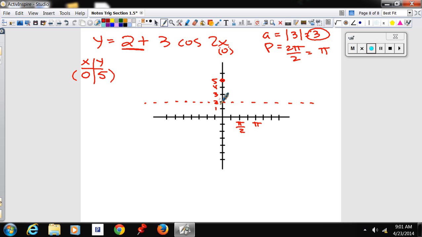I shifted it up 2 because this right here is a vertical shift. That's telling me to go up 2 units to get a new x-axis. Now you're going to go up 3 and down 3 from that point. Now what kind of curve is it? I see cosine there. So it means it starts at a maximum and ends at a maximum. So if you go to pi, you're going to go up to 5. Starts and ends at a maximum.